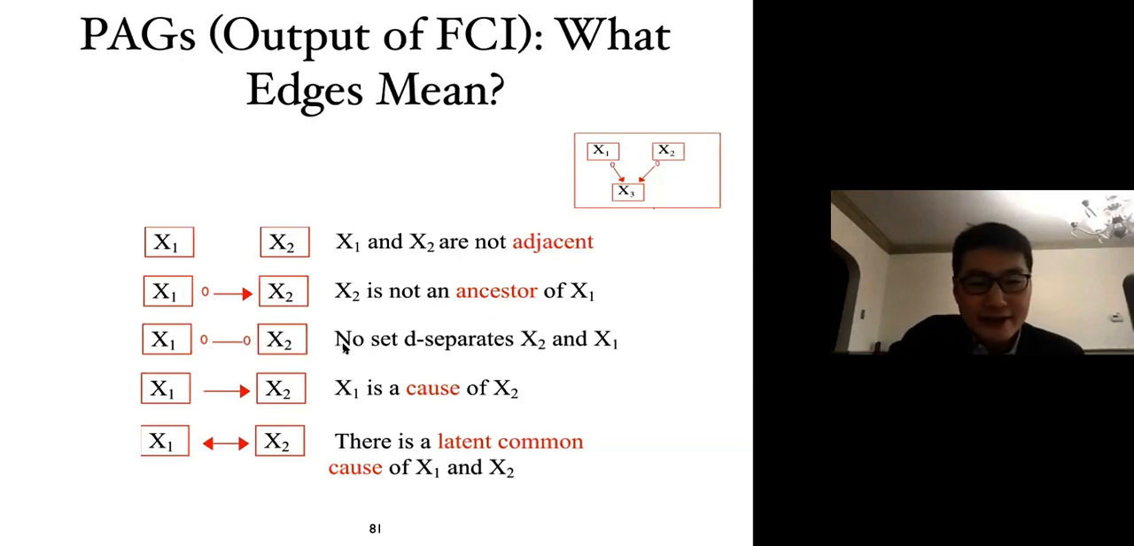And similarly, here in this case we have two circles. It just means that there is no set to d-separate X1 from X2. And if you observe this, we say X1 is the cause of X2. And if you see this kind of edge, we say there's a latent direct common cause for X1 and X2, or there's a confounder for X1 and X2.